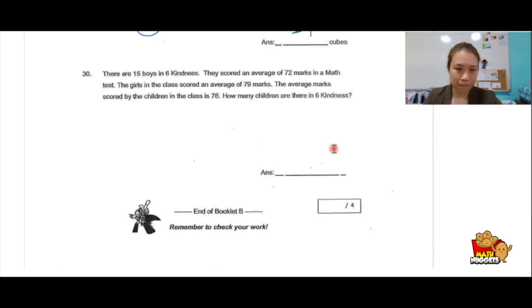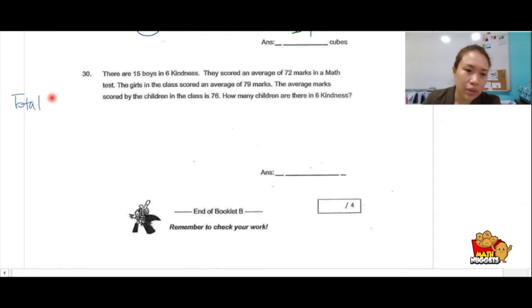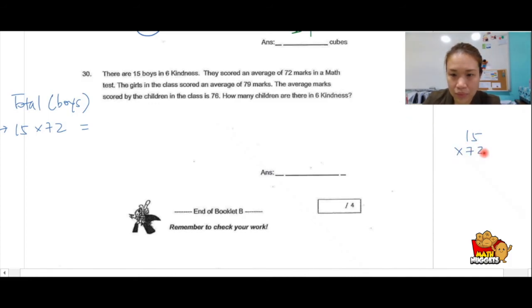Question 30. There are 15 boys in the class, and the boys scored an average of 72 marks. So let's find out the total score for the boys. Total for the boys would be 15 times 72. 1080 is the total for the boys.